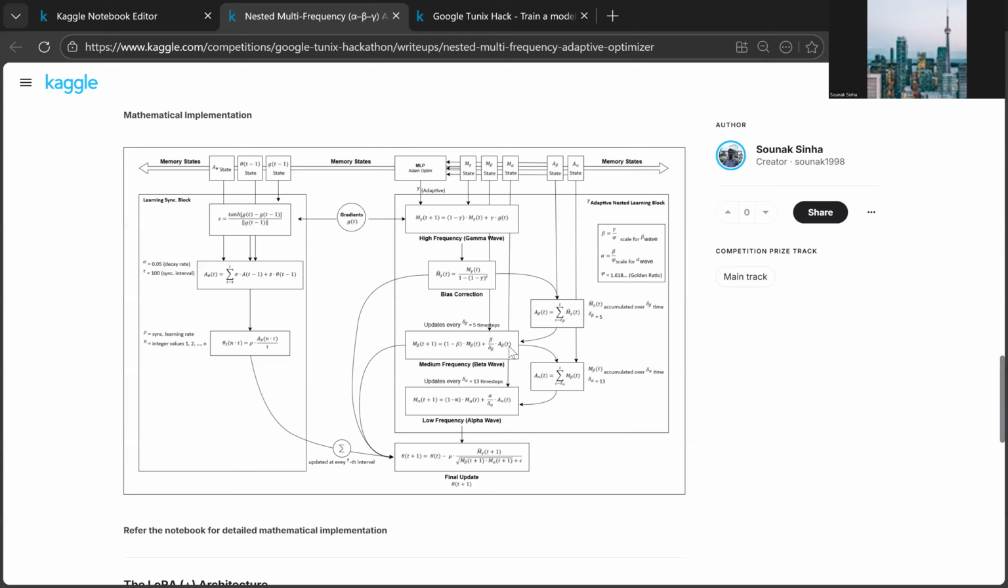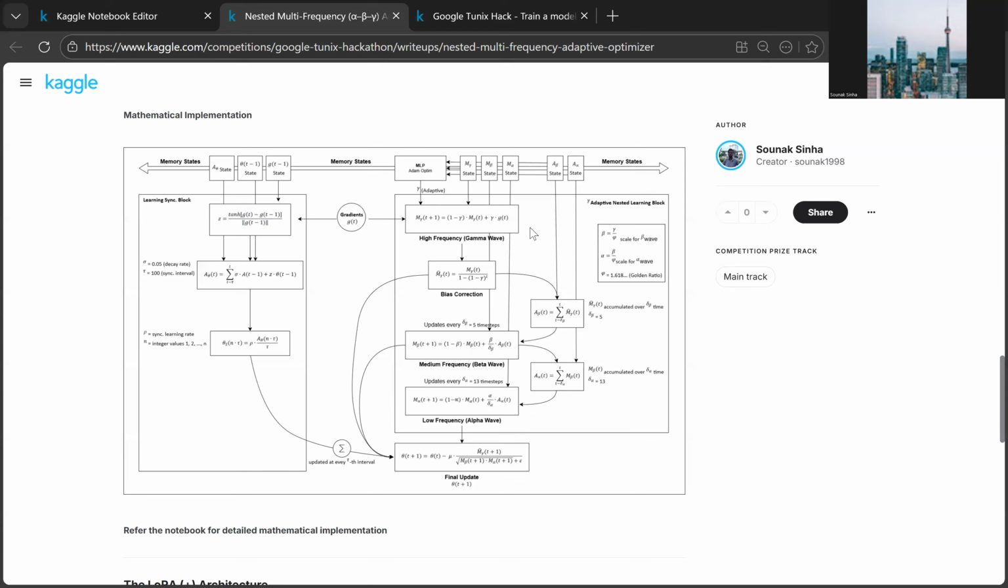And now this m of beta, which is the beta wave, is accumulated for the update of the alpha waves, which will then get accumulated for 13 steps, and then it would get updated. And the final update which is created is mu, the learning rate here, and mu times m of the gamma wave, which is the fast high frequency wave, divided by the square root of the low frequency wave. So this is how the update occurs, and this is the final update. And this is the nested synchronization and nested learning architecture.